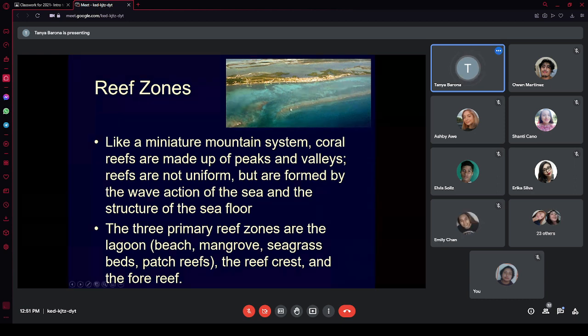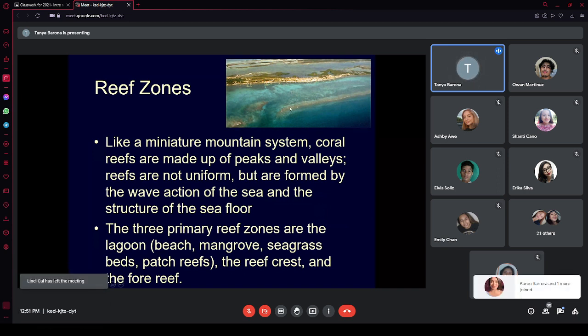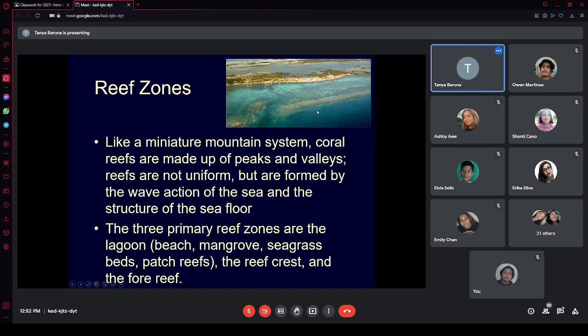So if you can see my pointer, I will indicate where the lagoon is, which is the area from the mainland to the reef crest, which is this brown area here where the coral peaks. In some areas, you can see the structure outside of the water. In other areas, it's just below the surface of the water. And beyond that, you get deeper depths, which either occurs in a slope going from shallow to deep, or there is a distinct drop off. And that is what we call the forereef.